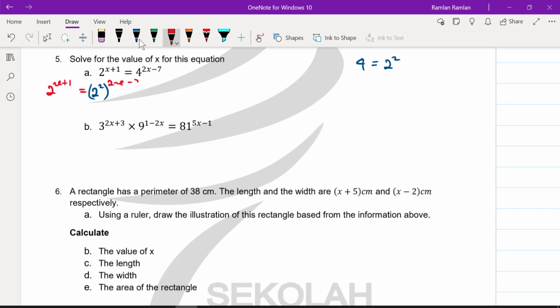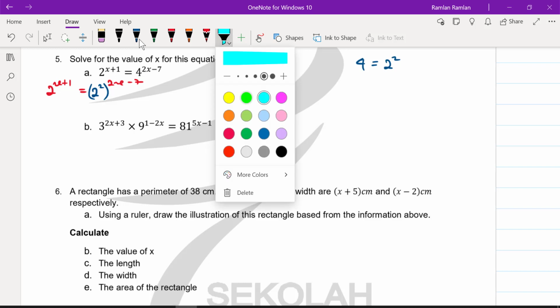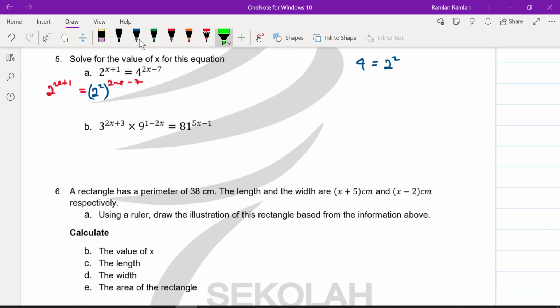So 2x minus 7. Okay, now remember again, guys, if you have a power and then it's being powered again, you only need to multiply the power. So this 2 multiplied by all of this thing. Remember, that is a very crucial thing, because you don't just multiply the 2 with the 2x, you also multiply the 2 with the minus 7. Remember that we have what we call a distributive. We need to distribute that to x minus 7.